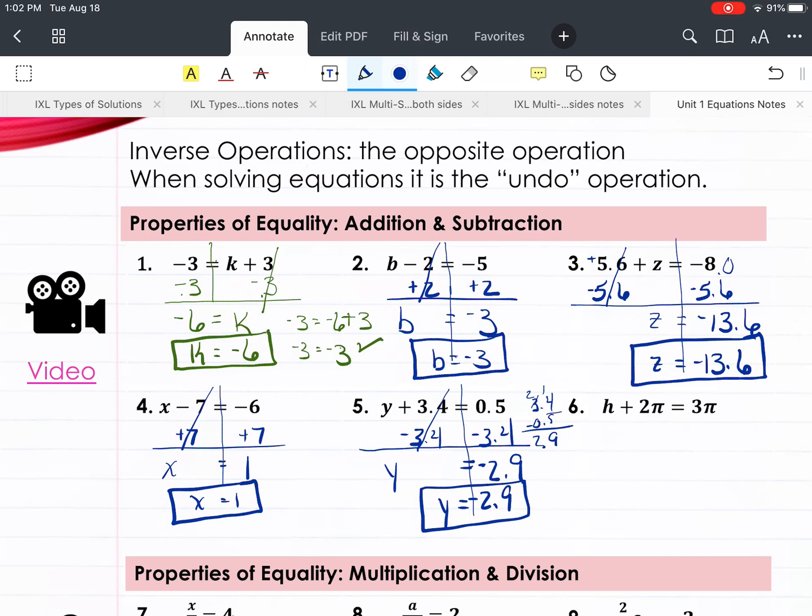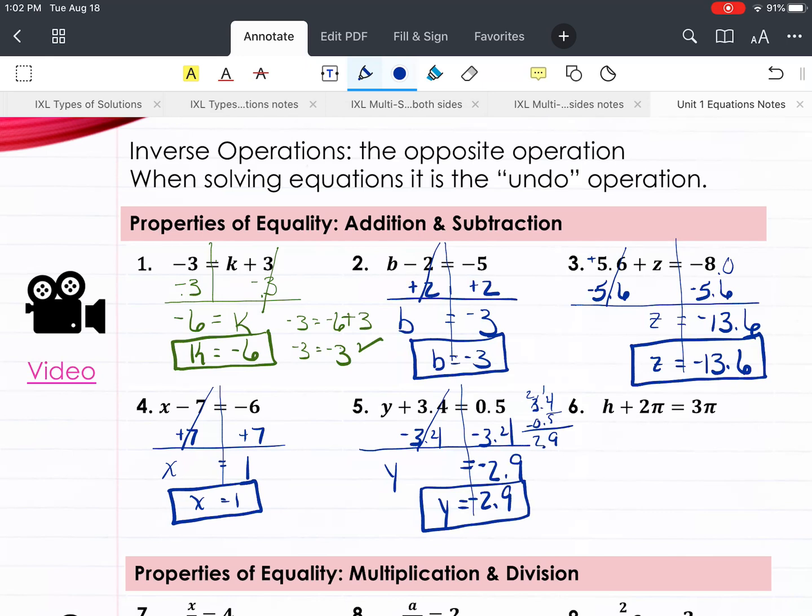Now we have one more. Number 6. H plus 2 pi equals 3 pi. What are we solving for? Think about that. H plus 2 pi equals 3 pi. What do you think the variable is? And don't let the pi fool you. Pi is not a variable. Pi is the same every single time.